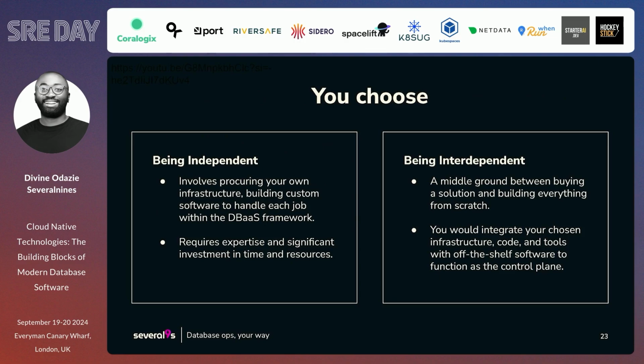With Kubernetes, let's say you're not using a big managed provider. There you have to choose between being independent and interdependent. Being independent is where you do everything from scratch. You build your custom software to handle jobs within the DBaaS framework. This requires a lot of expertise, which I just mentioned when discussing databases on Kubernetes. And being interdependent is finding a middle ground between building custom software that does specific jobs and using off-the-shelf tooling to build out your DBaaS.